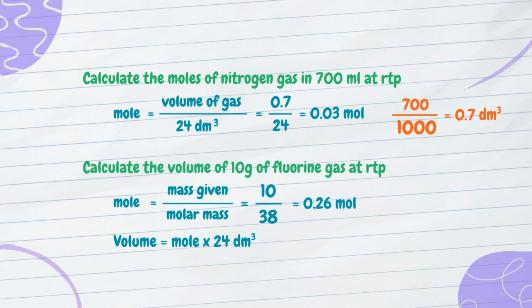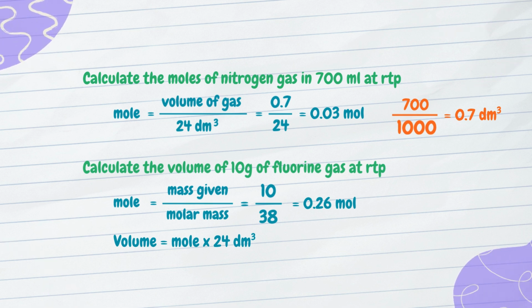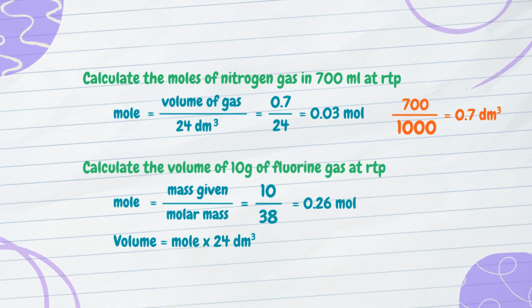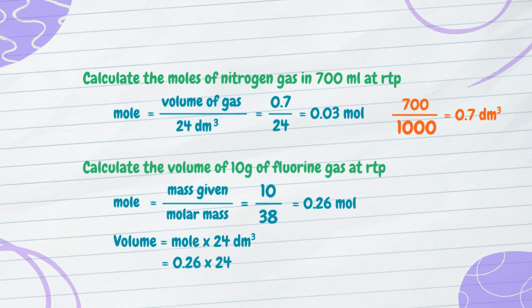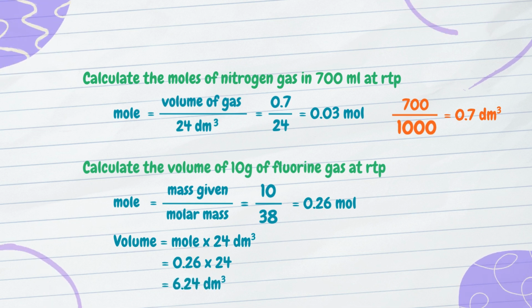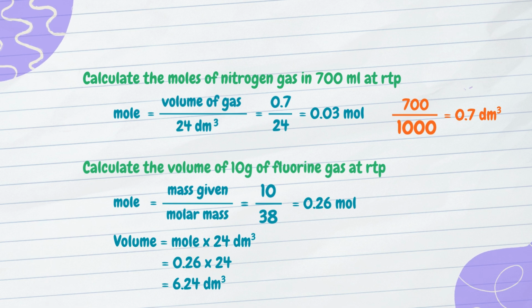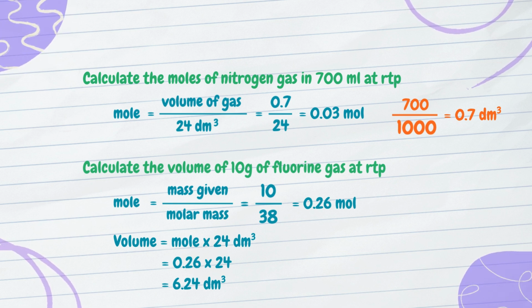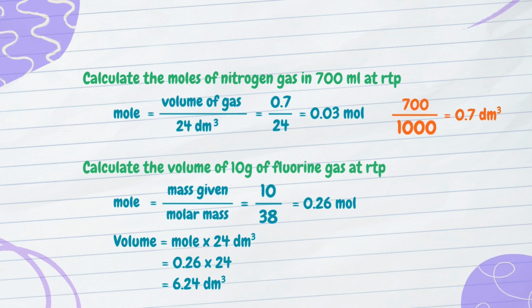Then we calculate volume. Volume of fluorine is equal to moles times 24 decimeter cubed. The moles found is 0.26 times 24 decimeter cubed. This gives 6.24 decimeter cubed. So the volume of 10 grams of fluorine gas at room temperature and pressure is 6.24 decimeter cubed.